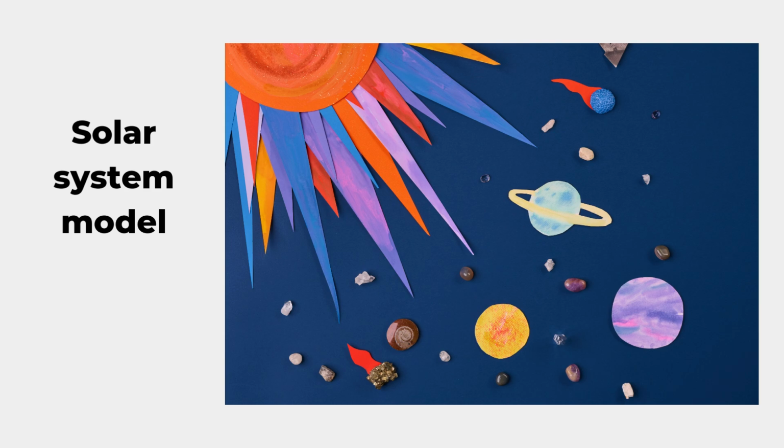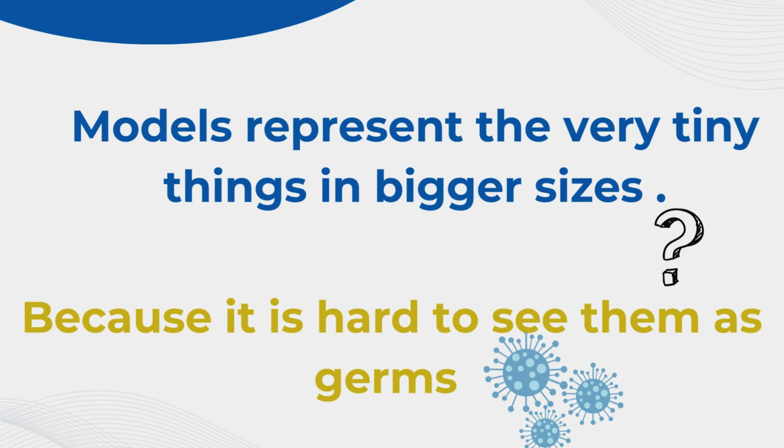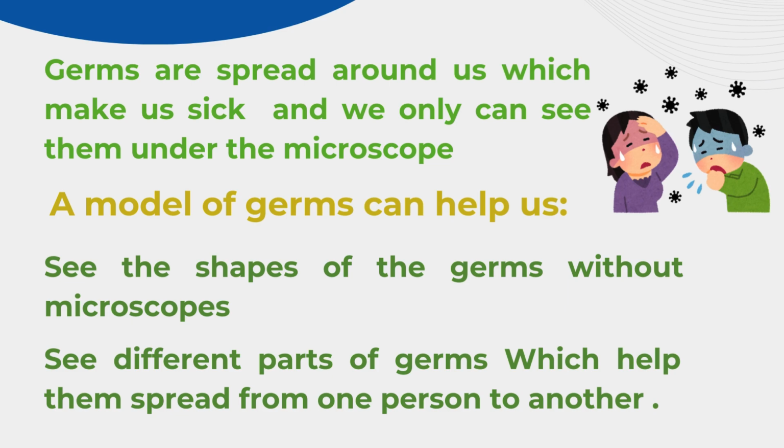Models can be made for the very, very small things, and this is because it is hard to see them, like the germs. So here we have a model for a germ. We know some information about germs, like they are spread around us, which make us sick, and we can only see them under the microscope.